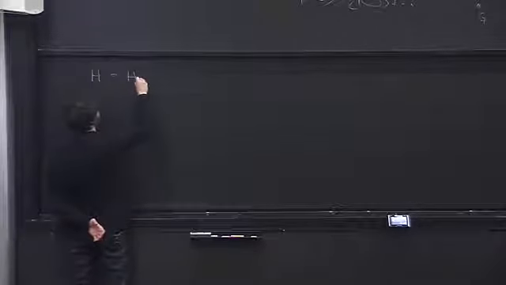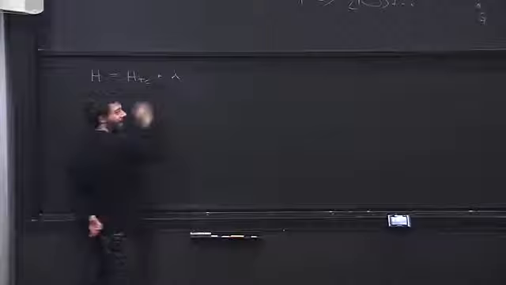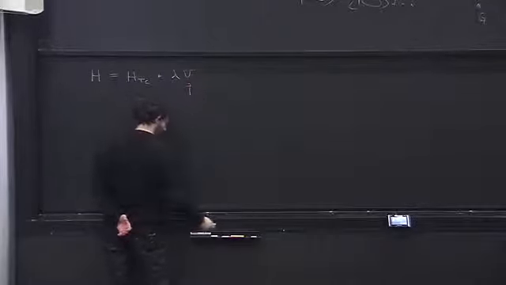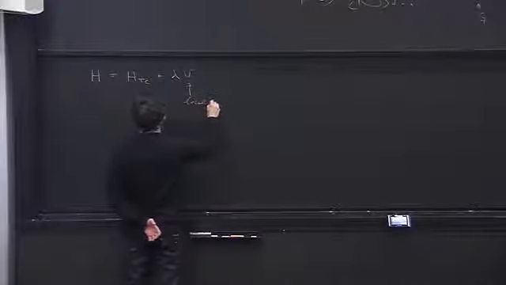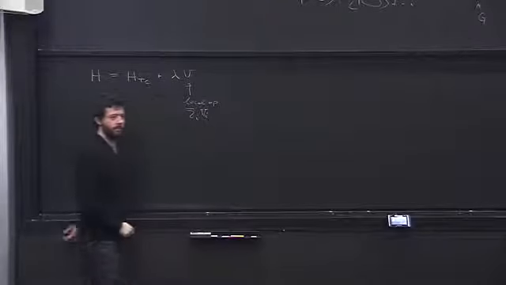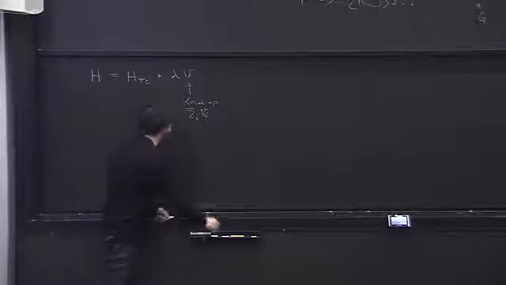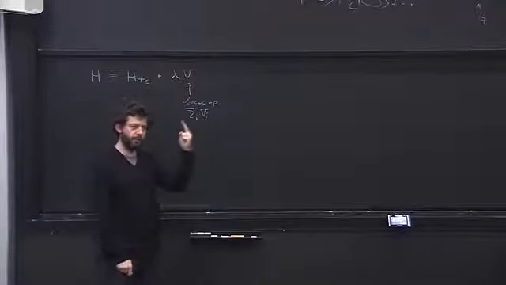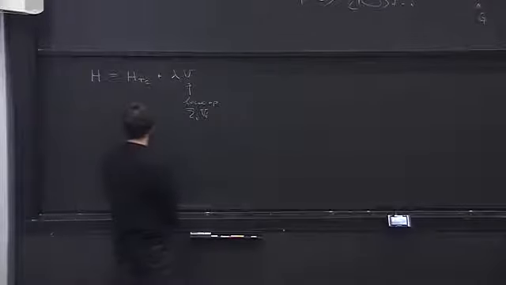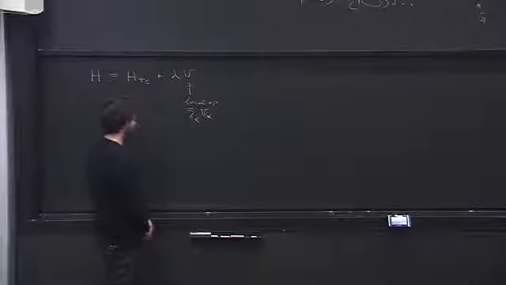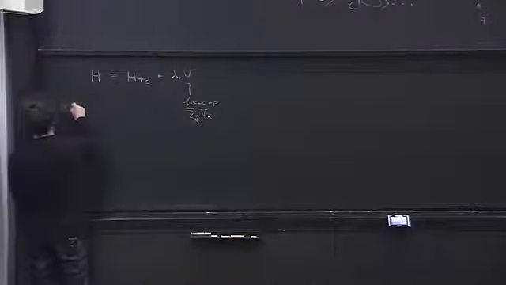So we have H_TC plus some parameter lambda times V. And all we know is that V is a local operator. What do we mean? We mean it's a sum over terms, where each acts on some patches X on the lattice. They don't need to be a single spin operator. And again, I will call the diameter of X upper bounded by R.